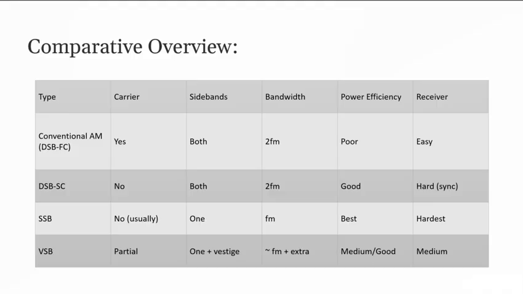AM and DSB modulators. Now we can understand conceptually that in a standard AM modulator the message is multiplied with the carrier and the DC offset is added, so the carrier is always present. In a DSBSC modulator we use a product modulator which multiplies message and carrier directly, so the carrier gets suppressed automatically.